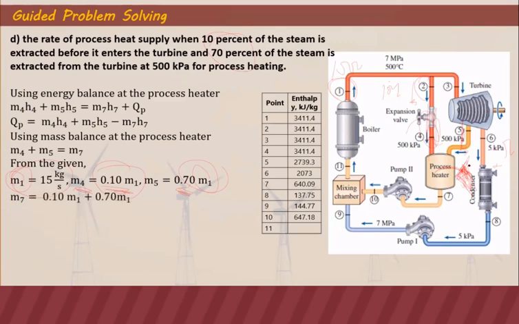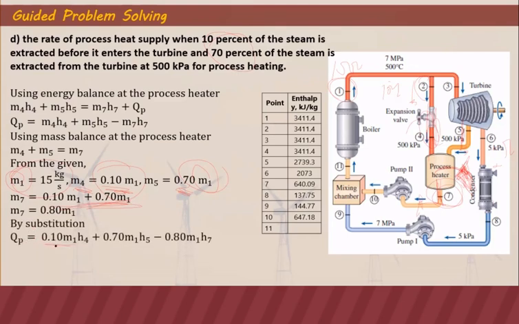And therefore, the mass that leaves here is the mass of 4 and 5, right? Because for mass balance, mass in is equal to mass out. So that's just M4 plus M5, which is our M7. So substituting these masses in the QP equation, where M7 is 0.8 M1, our QP will reduce to this one. So 0.1 M1, 0.7 M1, and then we have minus 0.8 M1.